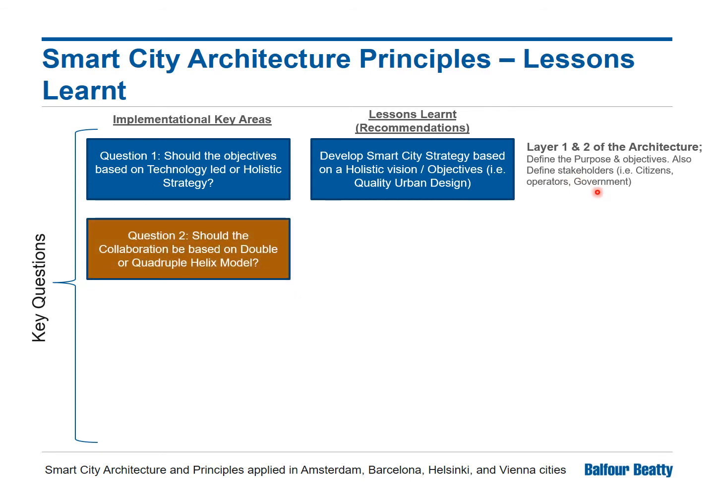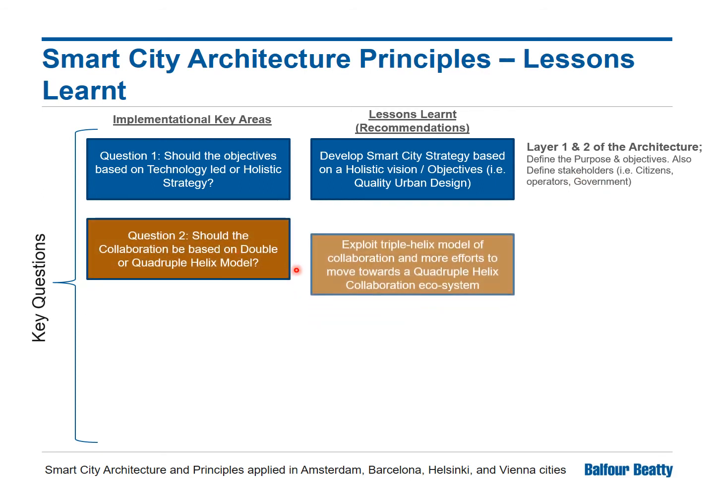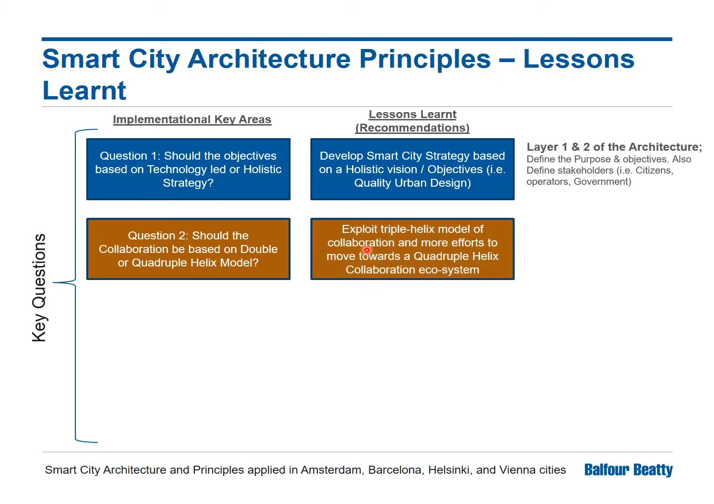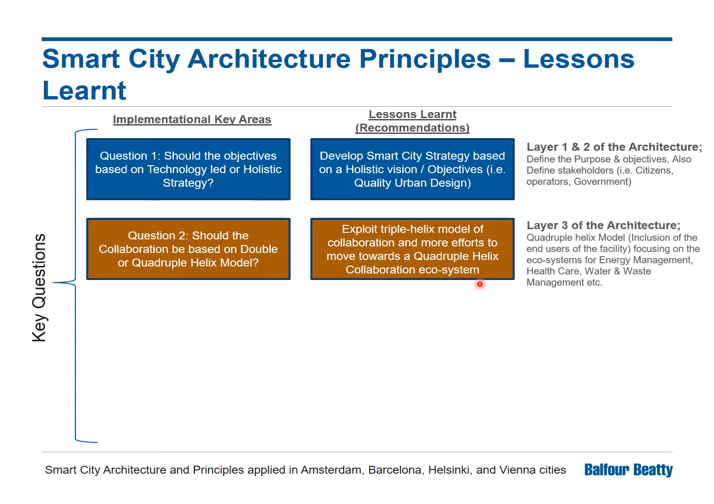Question number 2 is about collaboration. The recommendation is we should exploit the triple helix collaboration model and also explore the quadruple helix model. This is really important for the ecosystems, and this question is related to layer 3 of the smart city architecture. In this layer, the quadruple helix model allows the end users to collaborate.